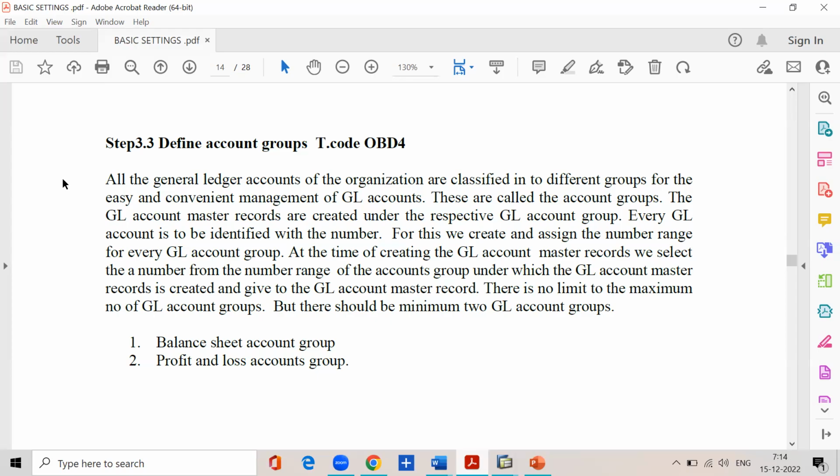But provided these 2 conditions are satisfied. And there is an exception to this rule also, right? What is the exception to this rule? I will explain in the controlling component. Got it? So ideally, there should not be 2 different company codes using the same chart of accounts.